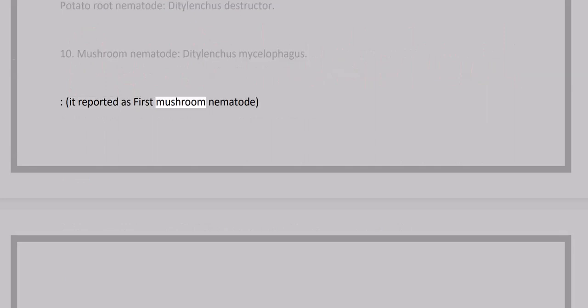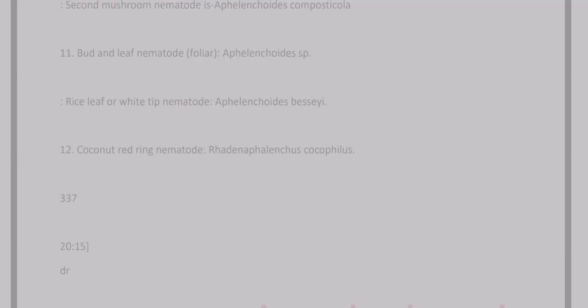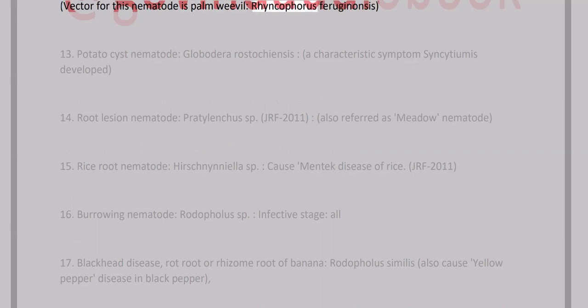10. Mushroom nematode, Ditylenchus myceliophagus. It was reported as the first mushroom nematode. The second mushroom nematode is Aphelenchoides composticola. 11. Bud and leaf nematode, foliar Aphelenchoides sp. Rice leaf or white tip nematode, Aphelenchoides besseyi. 12. Coconut red ring nematode, Rhadinaphelenchus cocophilus. The vector for this nematode is the palm weevil, Rhynchophorus ferrugineus.